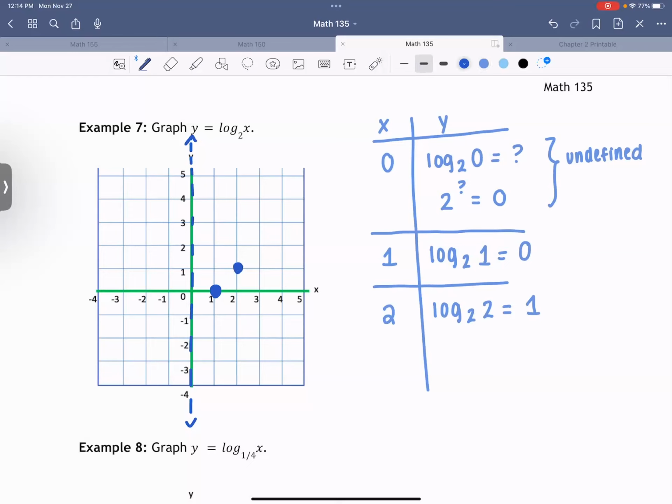I'm even going to go further. I'm not going to do 3, because that's not going to give us a good number. Let's do 4. Log base 2 of 4. What's that going to be? 2, right? Because 2 to the second power is 4. So we have a point at (4, 2).